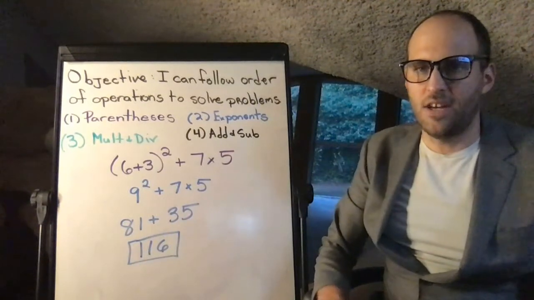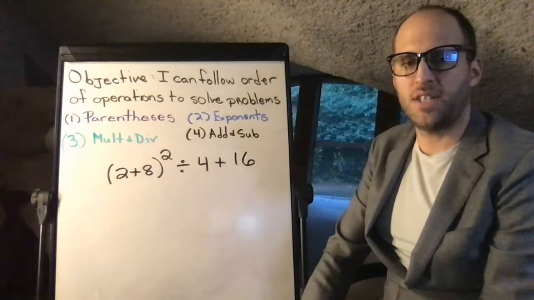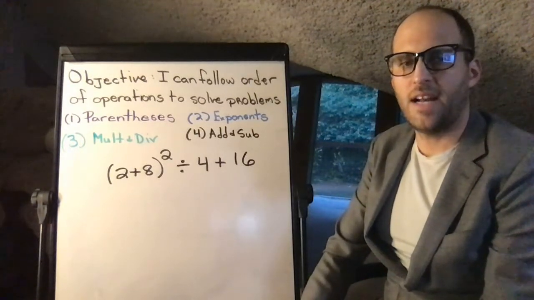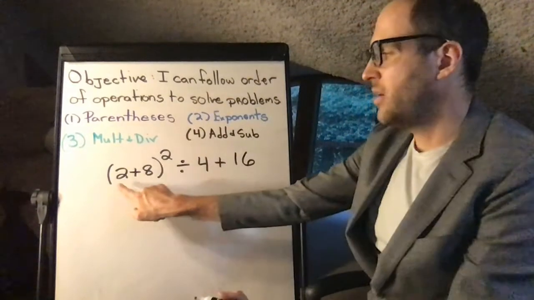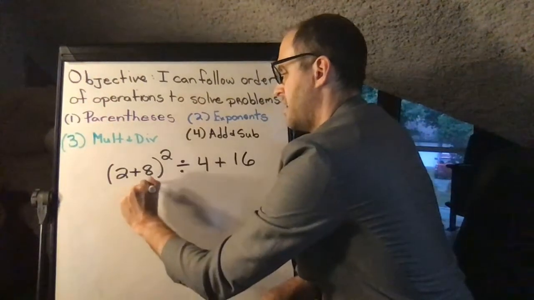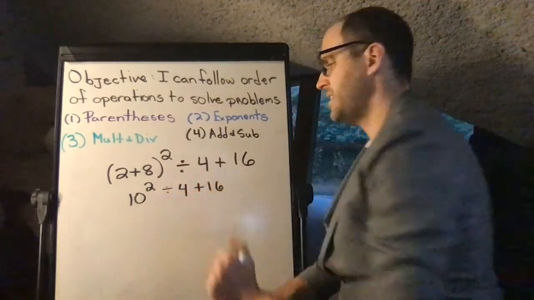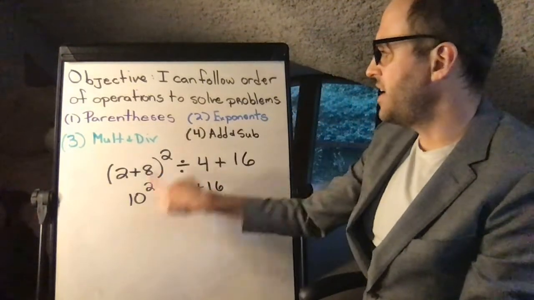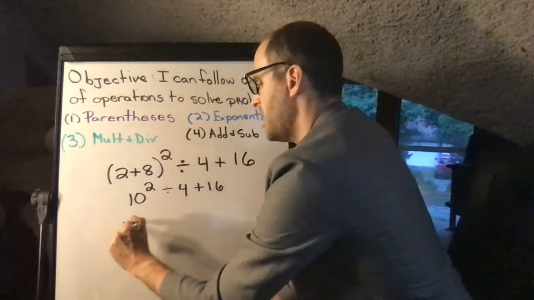Let's look at another example. All right, friends, here we have another example. (2 + 8) to the second power divided by 4 plus 16. So just like in the previous problem, we have to add what's in the parentheses first. That gives us 10 squared. We then can bring down both of these, so that way it's all there. We then do our exponent. 10 to the second power, 10 times 10 is 100.